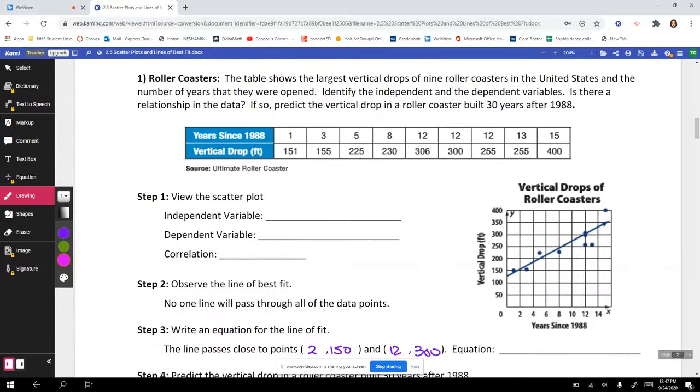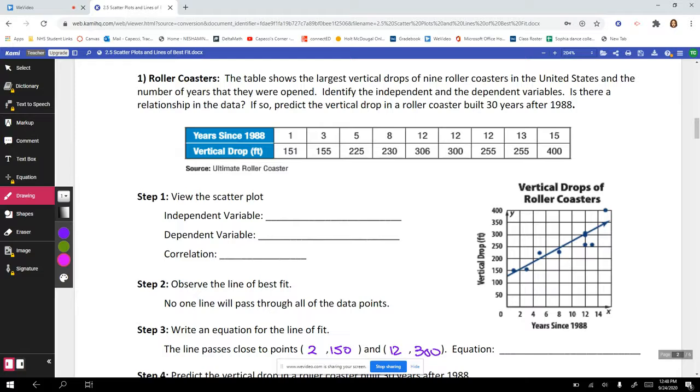All right, let's look at some examples here. We have a roller coaster. The table shows the largest vertical drop on 9 roller coasters in the United States and the number of years that they were opened. Identify the independent and dependent variable. Is there a relationship in the data? If so, predict the vertical drop in a roller coaster built 30 years after the date that they started taking advantage of this data. Okay.